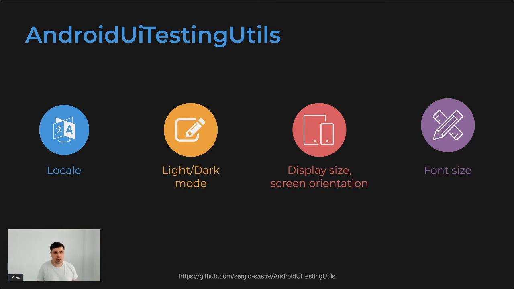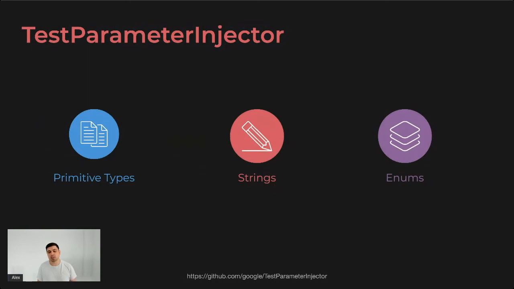The first one is Android UI Testing Utils. This is a small library which allows you to run your fragment, your activity, or your composable functions inside a fragment, which already has predefined locale, light and dark mode, different font sizes, screen orientation, and display size. The next library needed for parameterized tests is Test Parameter Injector. You can use alternative libraries, but you should use any library which allows you to inject data into your test case.